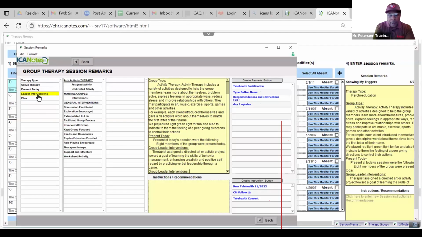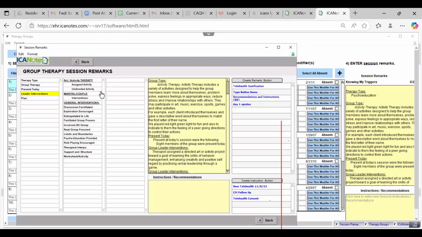Therapist assigned and directed an art activity project toward a goal of learning skills of behavior management, enhancing creativity and positive self-regard, and practicing verbal leadership through a game. Okay, cool. So that's kind of when we were talking about the specific thing that we did. The leader intervention topic we went through was art and activity therapy. We assigned an activity, and that's when we were discussing red light, green light. That was the game that created positive self-regard by practicing verbal leadership through a game.